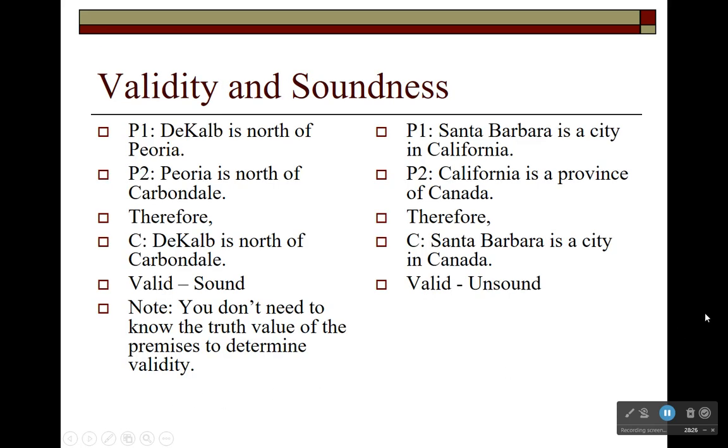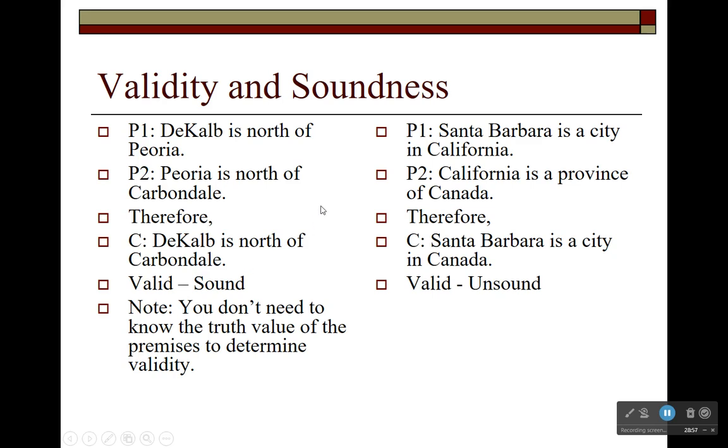All right, let's talk a little bit more about validity and soundness. Let's take a look at this argument on the left. DeKalb is north of Peoria. Premise 2, Peoria is north of Carbondale. Therefore, conclusion, DeKalb is north of Carbondale. That's a valid argument. And you should be able to see that that is a valid argument. Here again, apply this test. If the premises were true, would the conclusion be necessarily true? This argument does pass that test, doesn't it? If these premises are true, that conclusion is necessarily true.